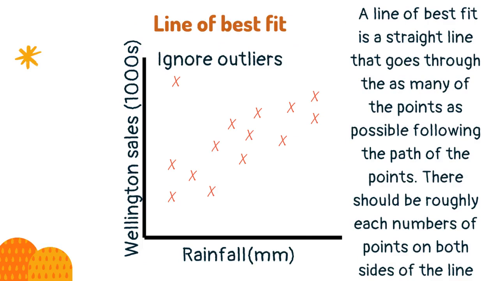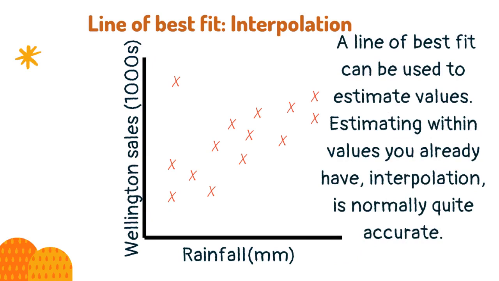A line of best fit is a straight line that goes through as many of the points as possible, following the path of the points. There should be roughly equal numbers of points on both sides of the line. A line of best fit can be used to estimate values.